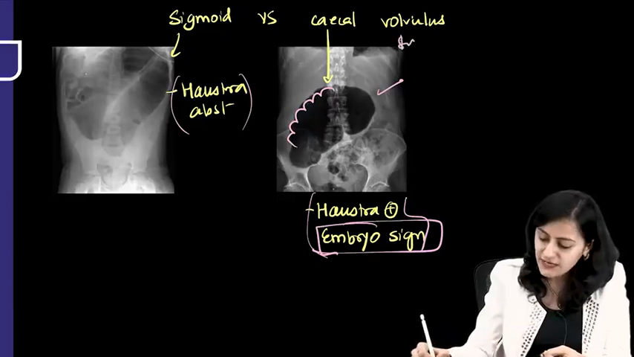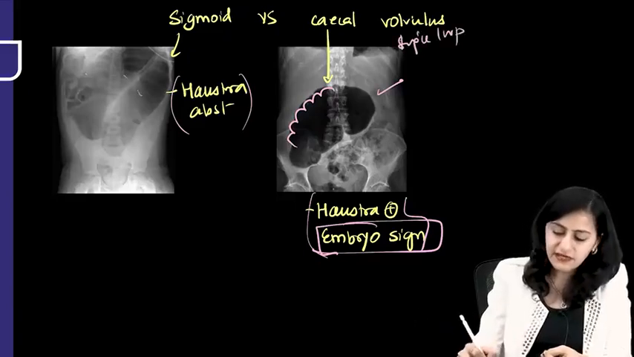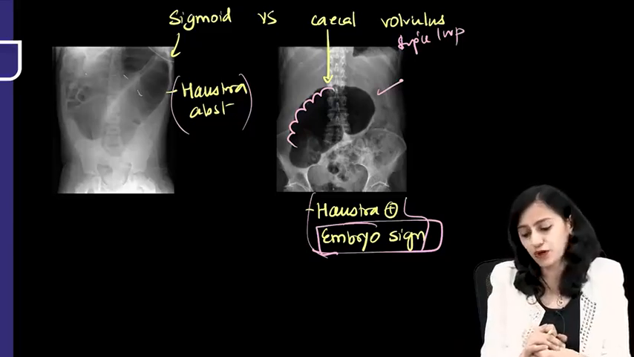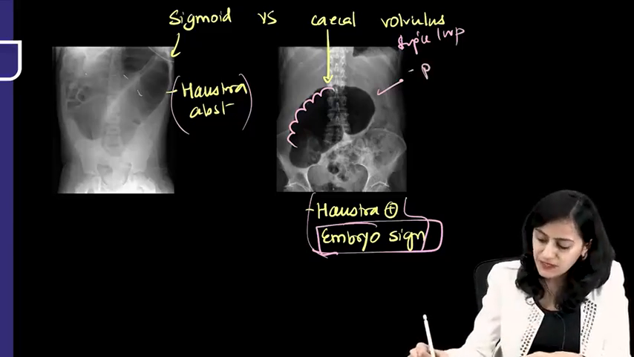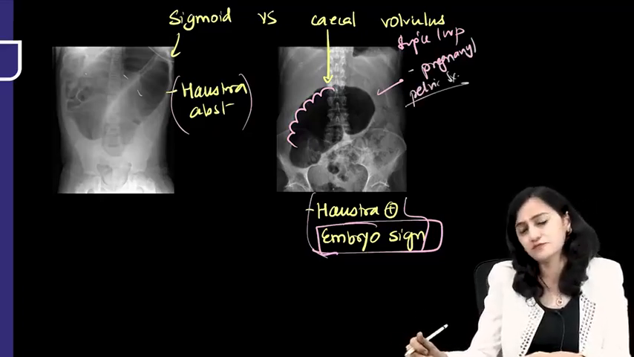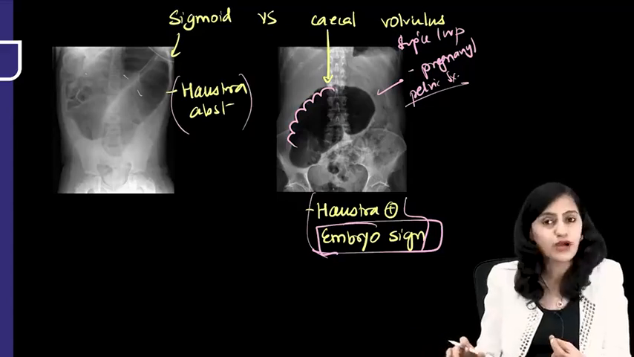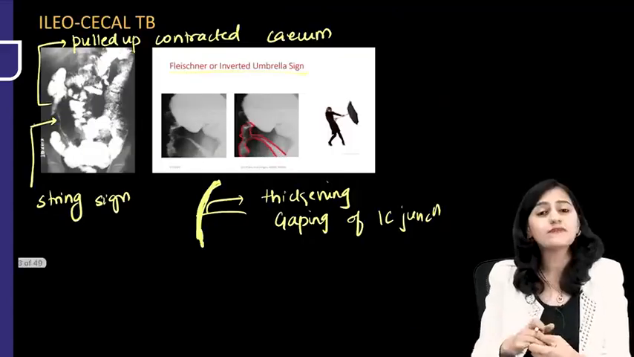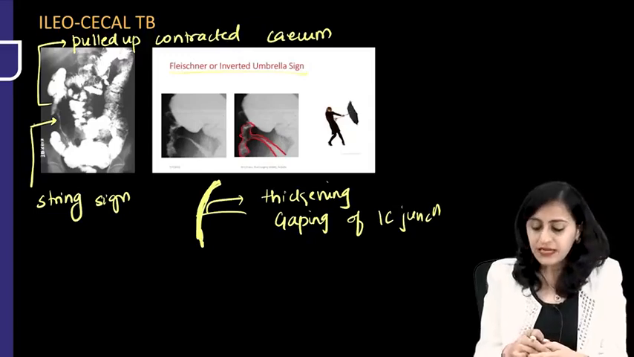Cecal volvulus can be a single loop like this. Here we have two loops. Double loop is what we have. Cecal volvulus, the predisposing condition, it is common in pregnancy or post-pelvic surgery. Those are the predisposing factors. So that is sigmoid versus cecal volvulus. Now coming to ileocecal TB.